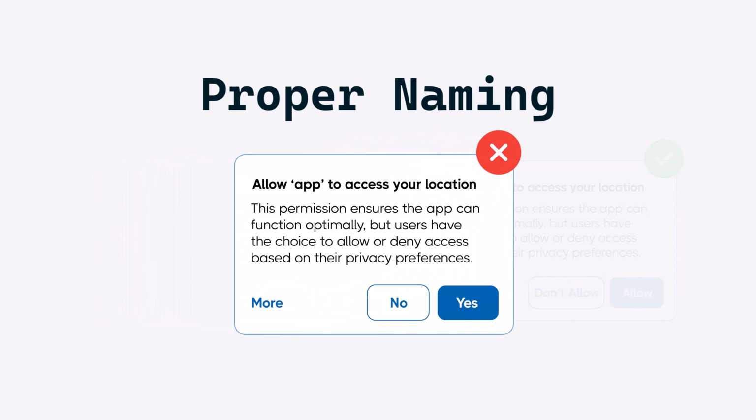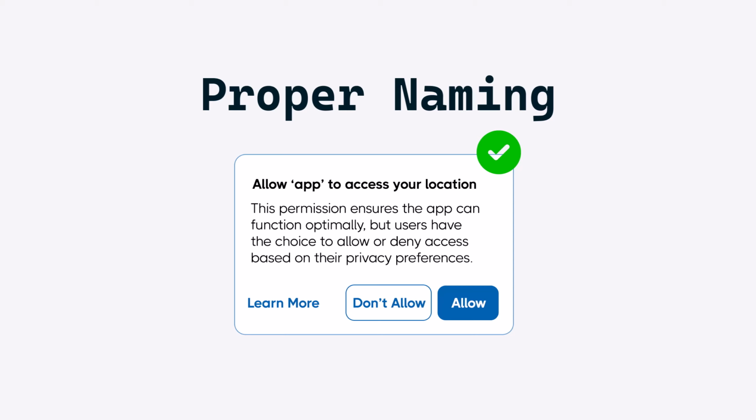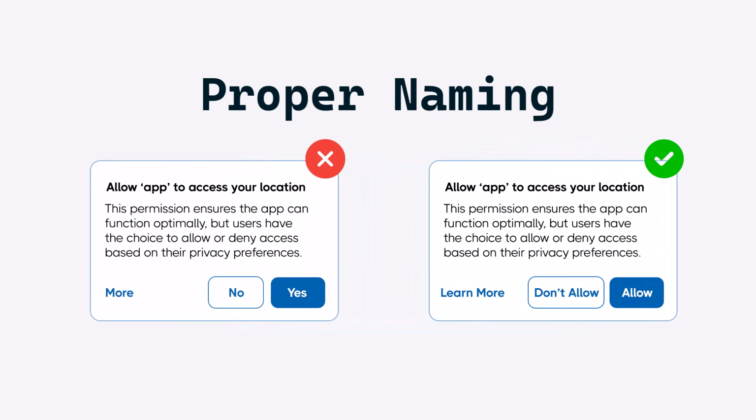The first one is so confusing to the user, one has to think for 2 seconds before deciding what to do. On the other hand, the second one is so direct to the point: either learn more, don't allow, or allow. Remember, the goal of button naming is to make it easy for users to understand what will happen when they click a button. By using clear and concise labels, you can help to improve the usability of your interface.